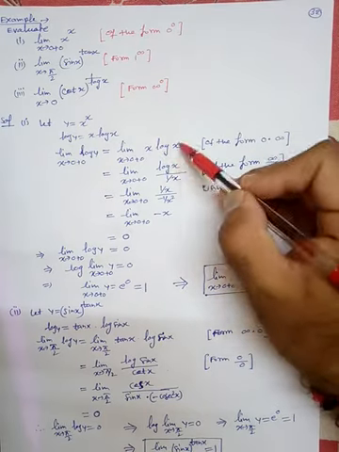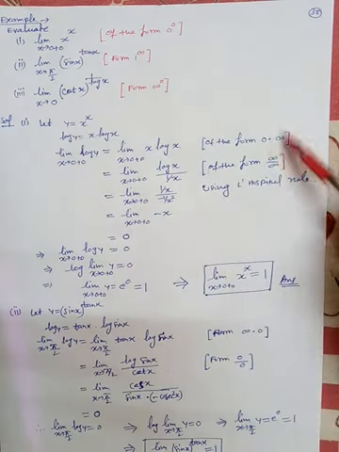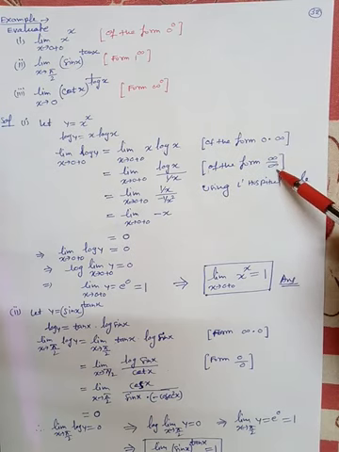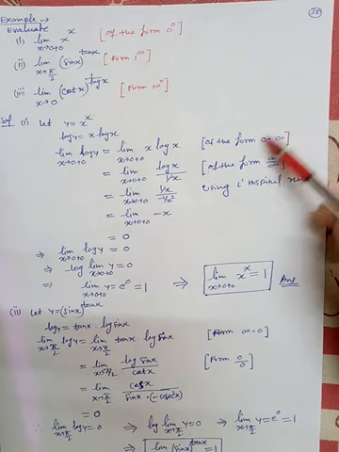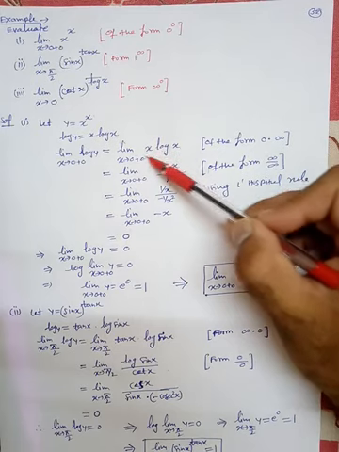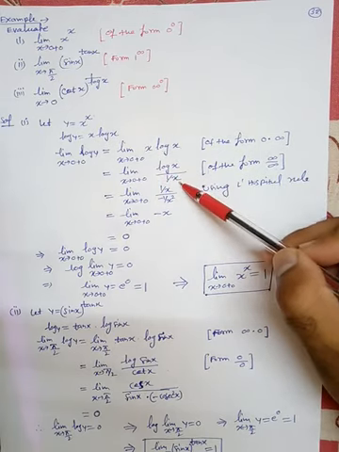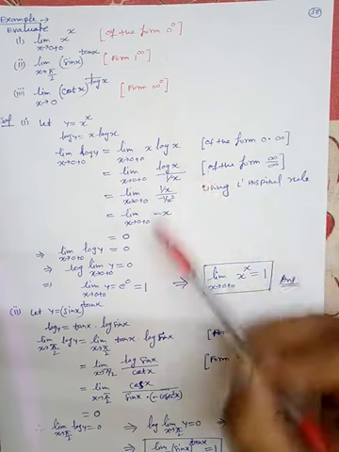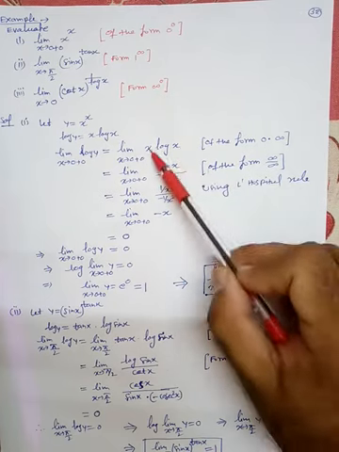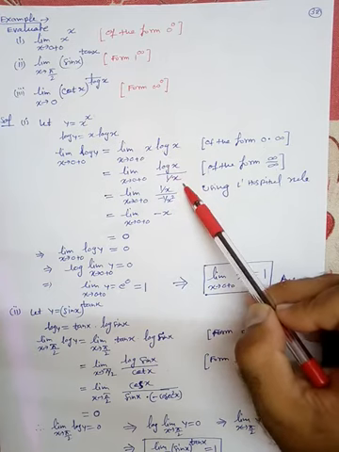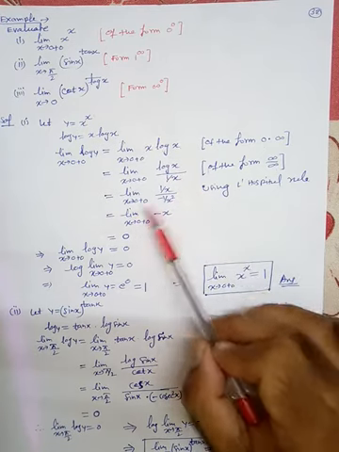This is 0, this is infinity. So this can be converted into infinity by infinity or 0 by 0 form. You can write it either as 0 by 0 or infinity by infinity. So we have written this in infinity by infinity form, rewriting x as log x divided by 1 by x. So we rewrote the same function, just taking x to the denominator as 1 by x. And now apply L'Hospital's rule.